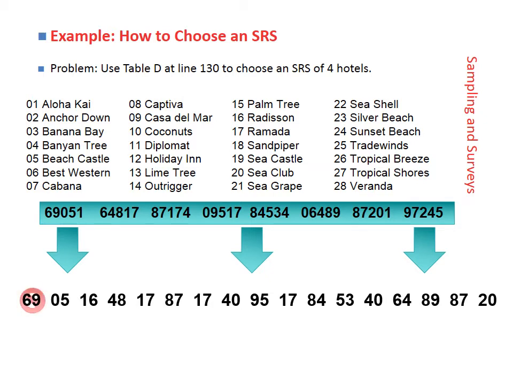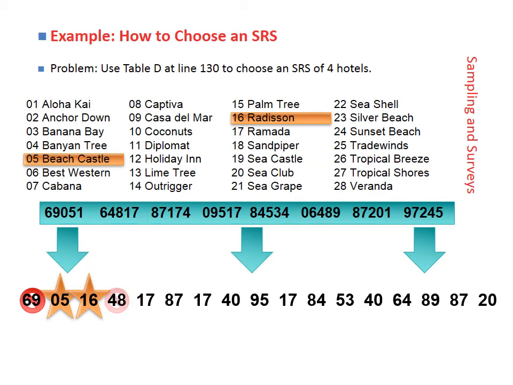So we begin with 69, which is higher than 28. It's not one of our labels, so we can't use it. The next label we get to is 05. That corresponds to Beach Castle, so Beach Castle is one of the hotels that will be chosen. Our next label is 16. That corresponds to the Radisson, so we'll choose that hotel as well.